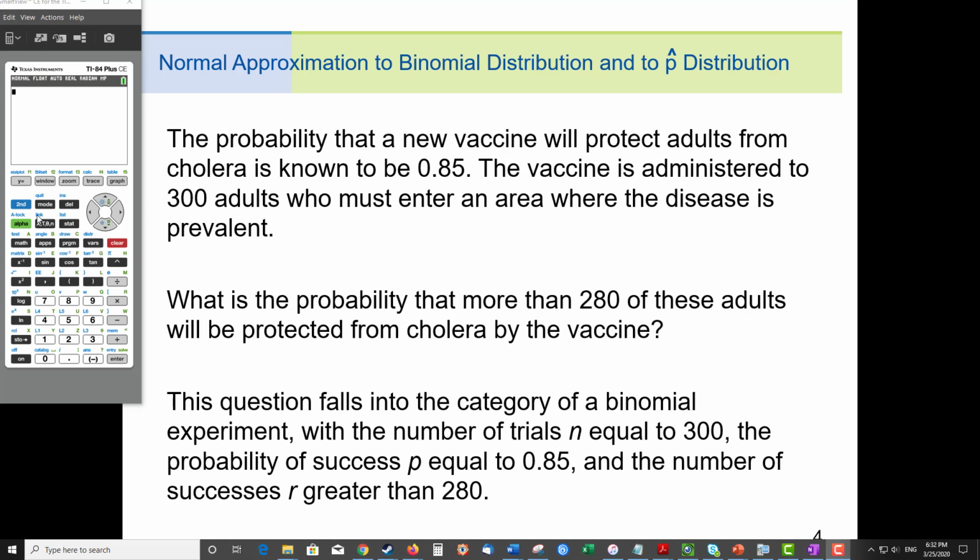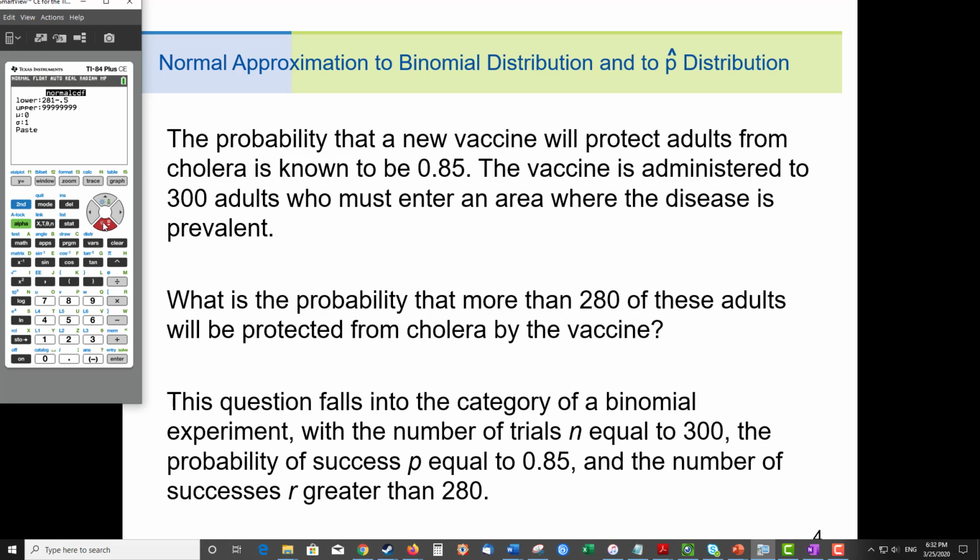To do this, we're using the normal approximation, so we're going to go to second key, distribution. We're going to choose normal CDF. Our lower value here, we want more than 280. So our lower value is going to be 281, that's more than 280, minus 0.5. Remember, we always subtract 0.5 from the lower value. You could do this yourself, you could just put 280.5, but the calculator will do it for you. For the upper value, we could just put 300 because that's the total number of the population. I'm going to just put a bunch of 9s here because that's what we often do with normal CDF.